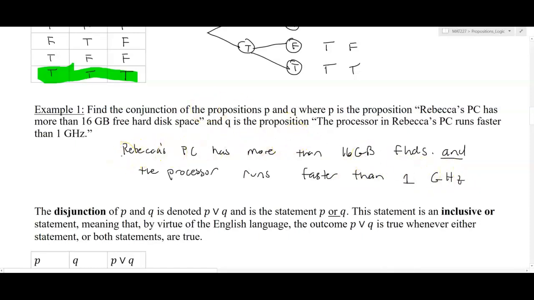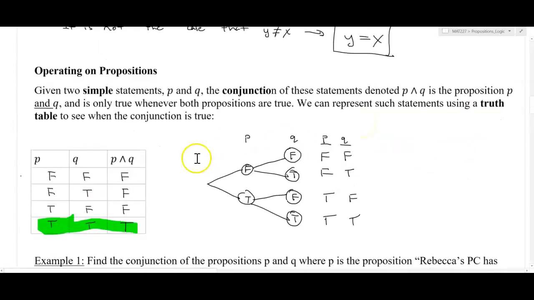Okay, so this would only be a true statement. In other words, you would not call me a liar if I told you Rebecca's PC has more than 16 gigabytes of free hard disk space and the processor runs faster than 1 gigahertz. The only way in which you would call me a liar is if both of those things weren't true. So if you think about our truth table back up here, you can think about the situations that result in a false as being lies.